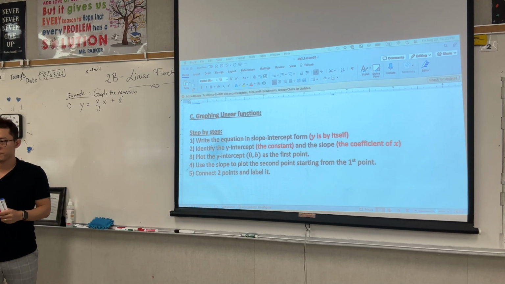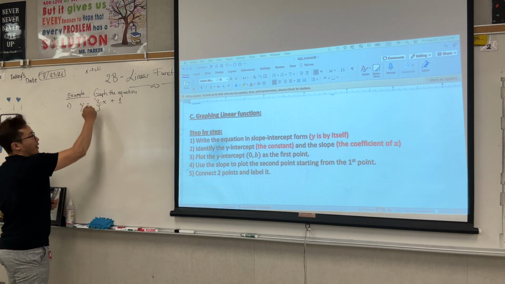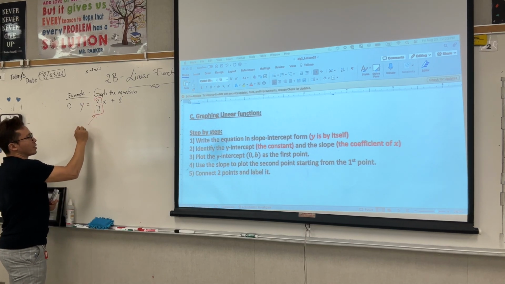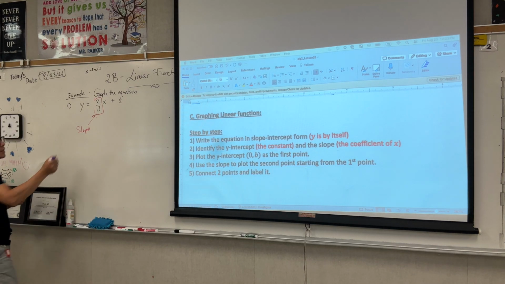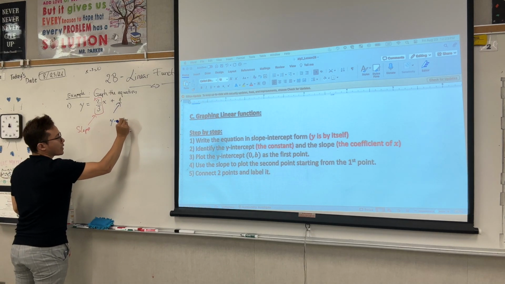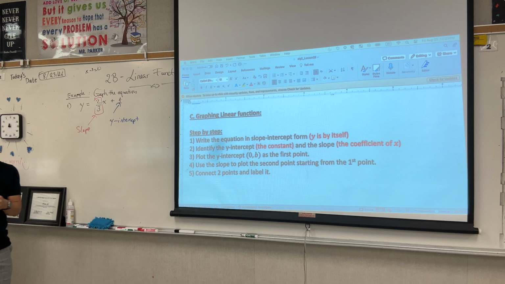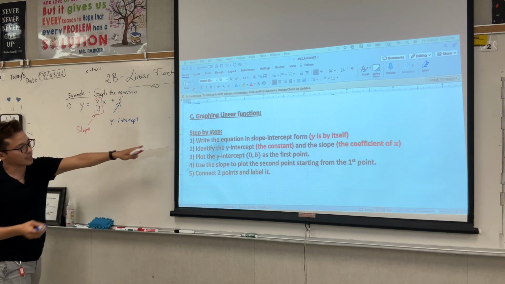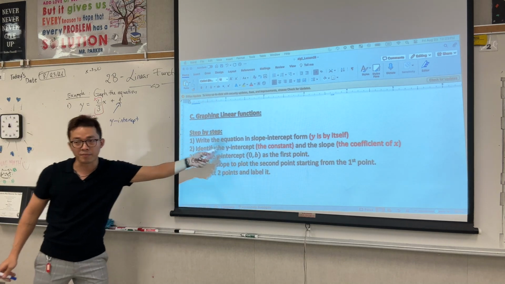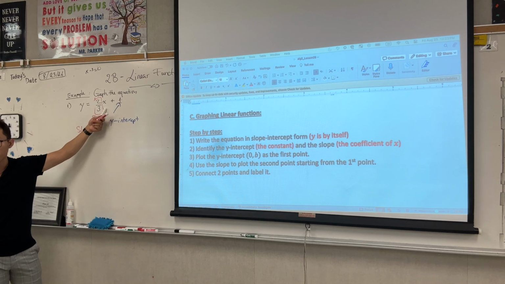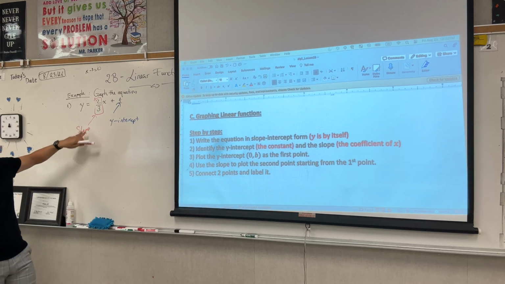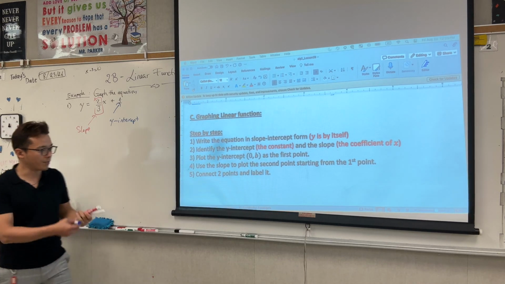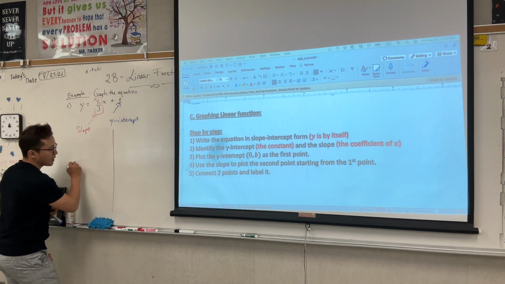What is the slope? 2/3, right? This is the slope. What is the y-intercept? 1, right? This is the y-intercept. What does it mean for y-intercept? That means it's on the y-axis. So the first step is write the equation in slope-intercept form. Is it already in slope-intercept form? Yes. So good to go. We don't need to worry about step 1. Step 2, we just did. Okay, slope and y-intercept.